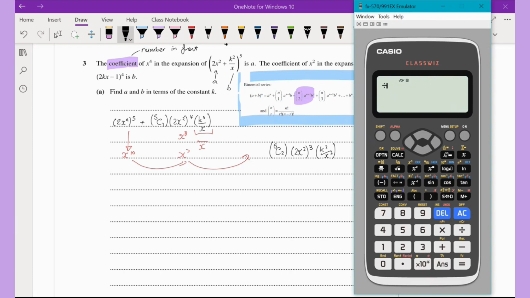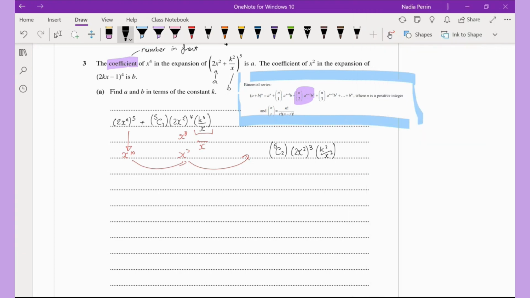shift, the division button. So I can go 5, shift, C2. Okay, so that's going to give us 10. On my calculator, it's above the division sign. It might be different on different brands, but that's the most common type of calculator, Casio.